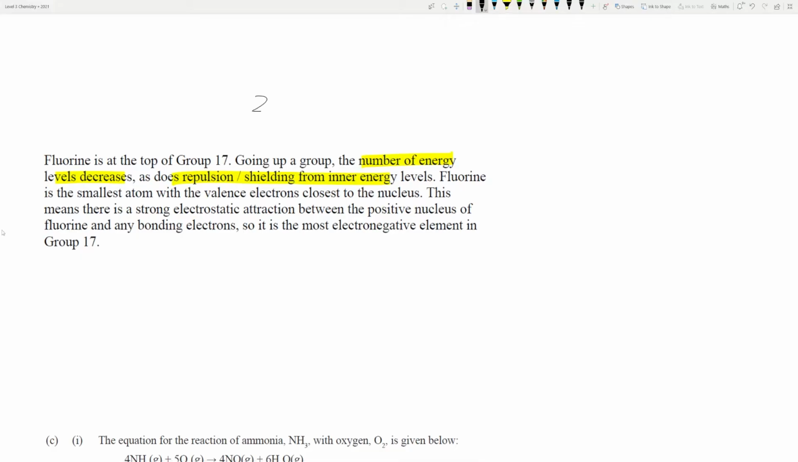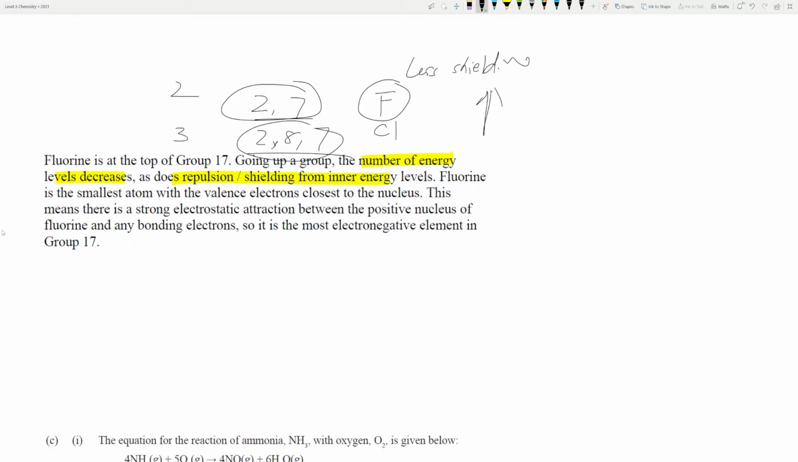If you think about it, coming from Year 11 and Year 12, you know this. If you have 2-7 versus 2-8-7, fluorine versus chlorine, as you go up the group the number of energy levels decreases. Fluorine has 2 energy levels, chlorine has 3. So obviously fluorine has the least repulsion and the least shielding. That means the protons have a stronger pull on the valence electrons, or on the bonding electrons, because we're dealing with electronegativity.